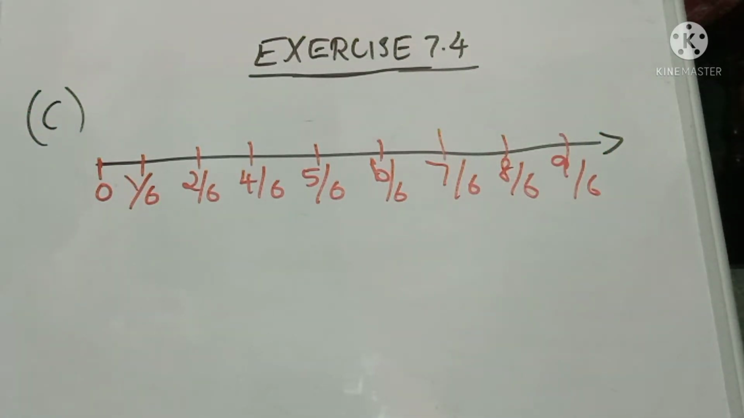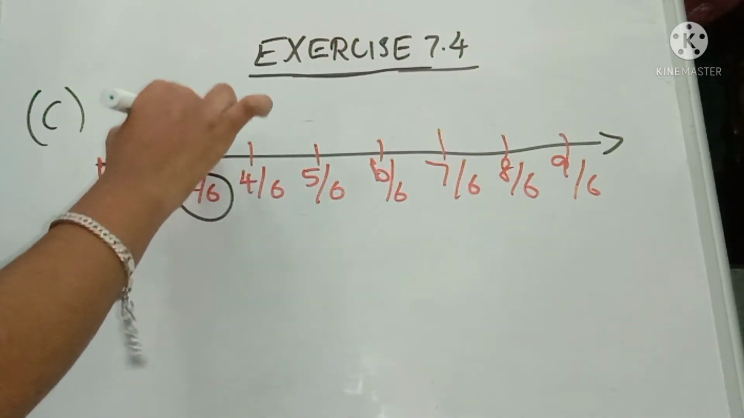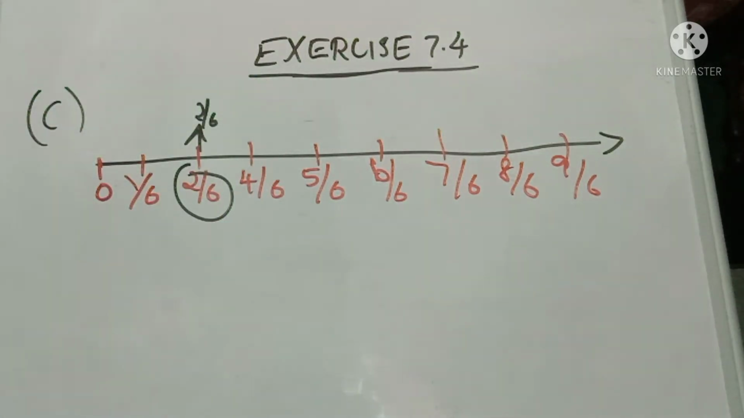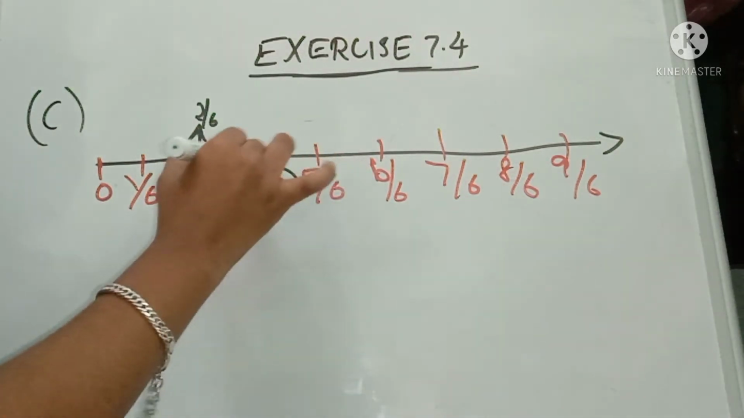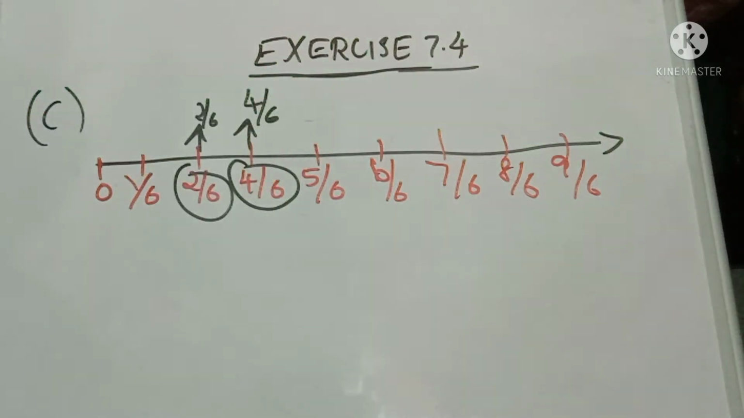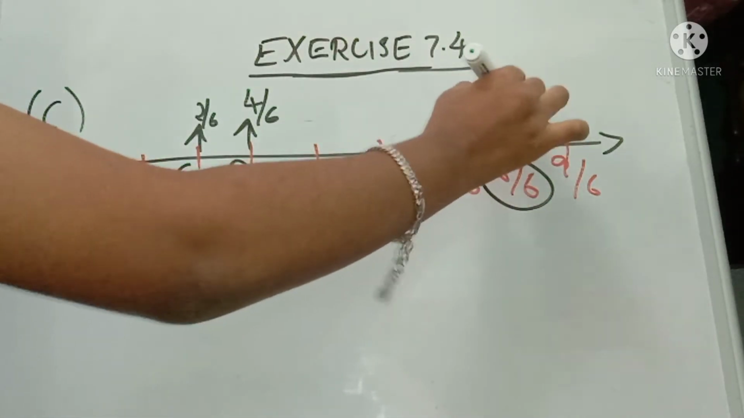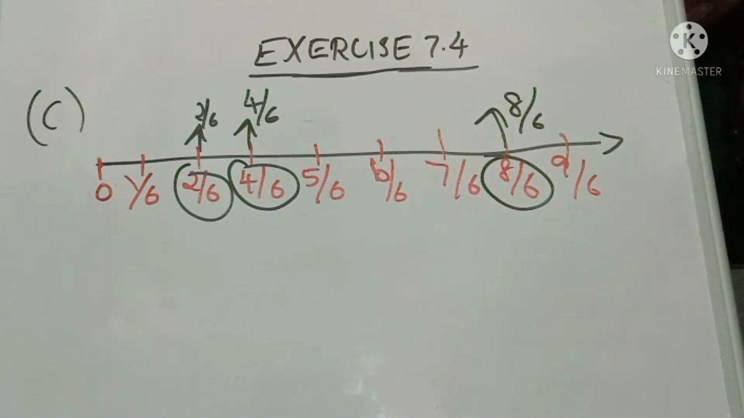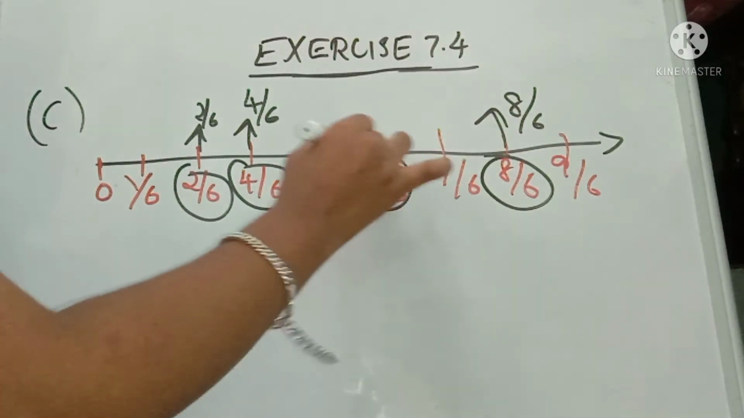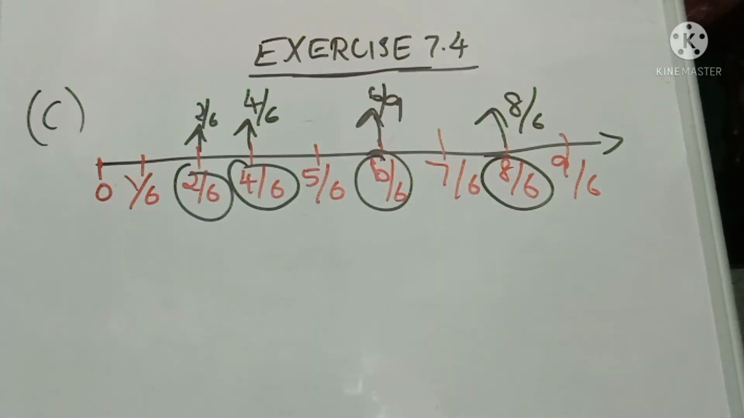So let us represent. First is 2/6, 2/6, 4/6, 8/6, 6/6. So you have to mark appropriate signs.